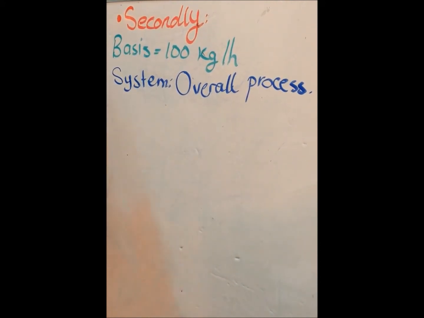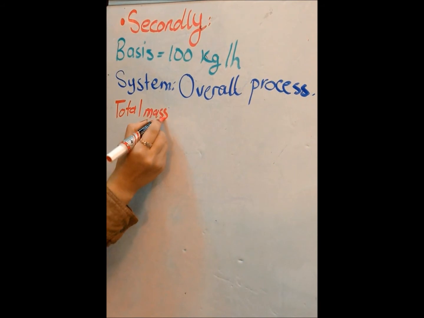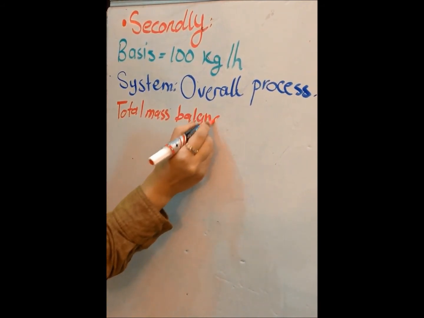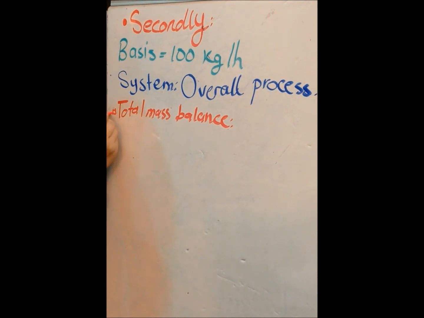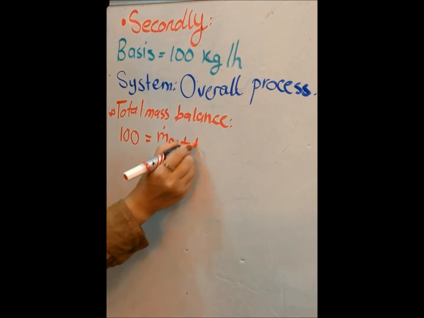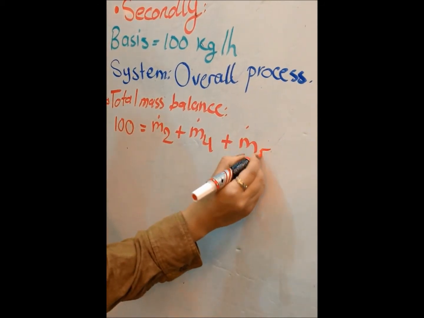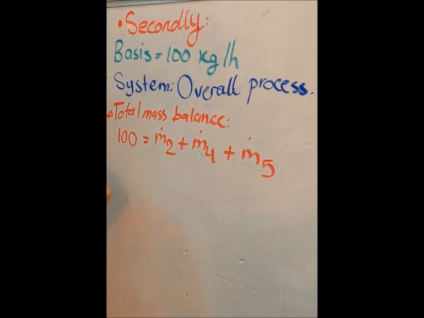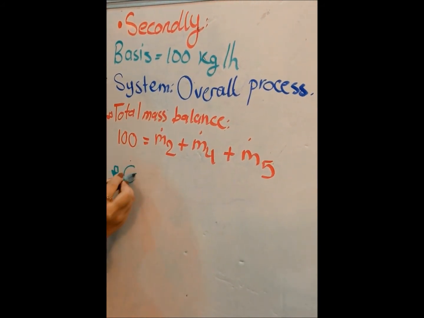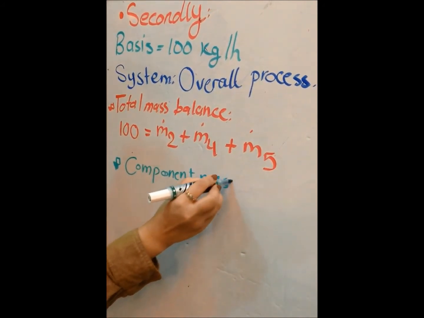So for the total mass balance, we have our basis, which relates to the mass flow rate of stream 1, which will equal the mass flow rate for stream 2 plus the mass flow rate for stream 4 plus the mass flow rate for stream 5. Then we have a component mass balance.